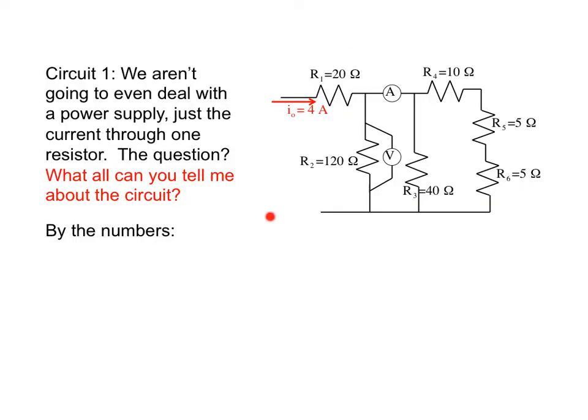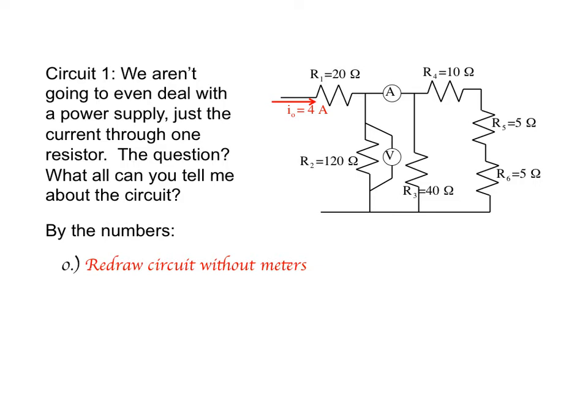So here is our circuit. We've got resistors. We have a voltmeter across this resistor. We have an ammeter through this little section. We have a certain amount of current coming in here. I'm not showing you the power source that's providing that current, but I am letting you know that 4 amps is coming in here. We're going to go from there.